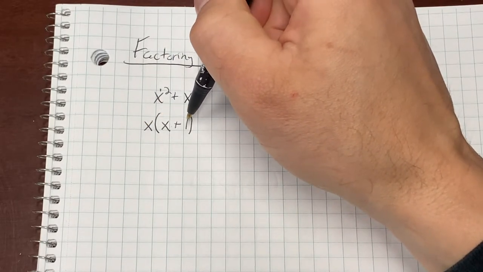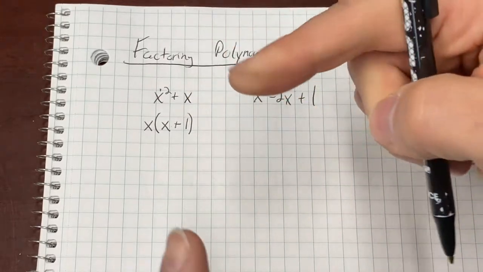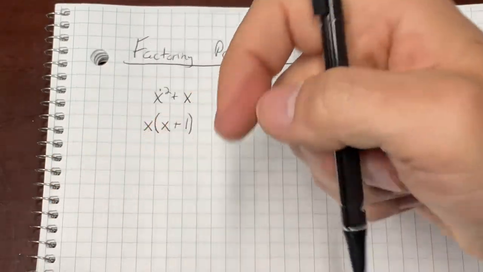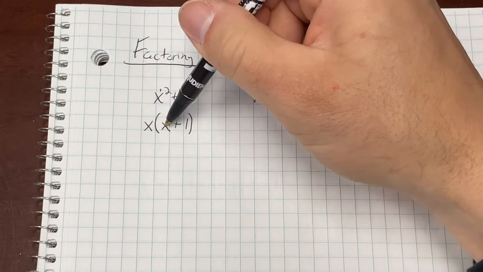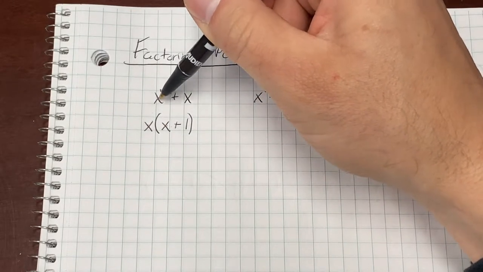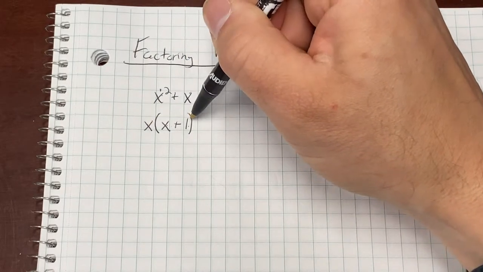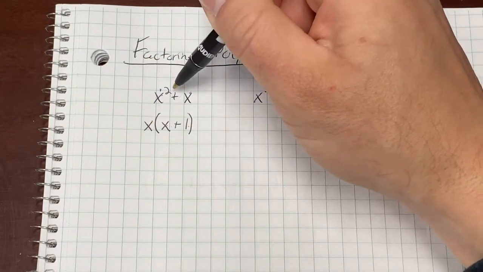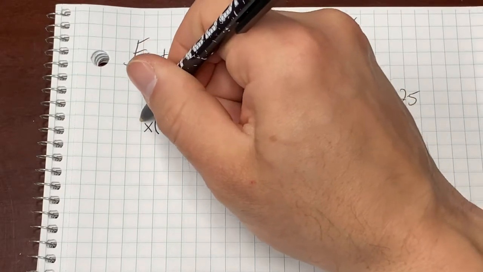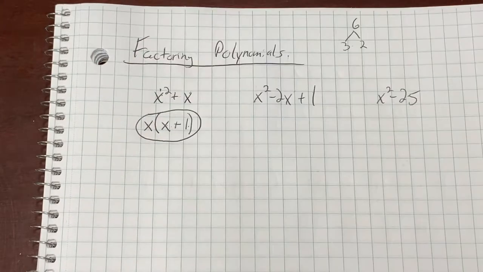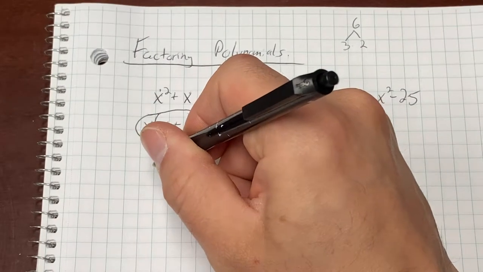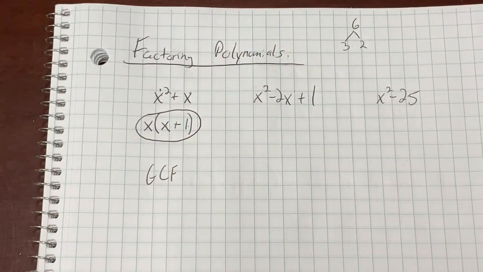You check your work here using the distributive property that we learned last week, okay, and the week before. Does x times x give me x squared? Yes. Does x times one give me x? Yes. So if I distribute this x through, do I get what I started with? I do. And that's why that is the factored polynomial, right? That's what you're doing. Your answer here is the factored polynomial. And this was just simply GCF, greatest common factor.